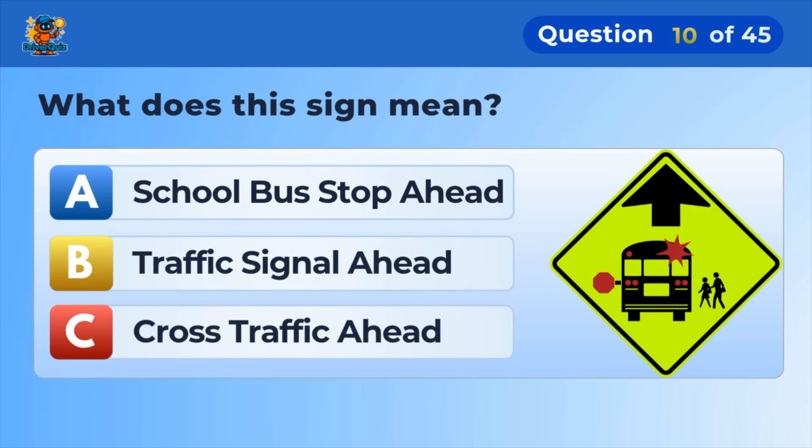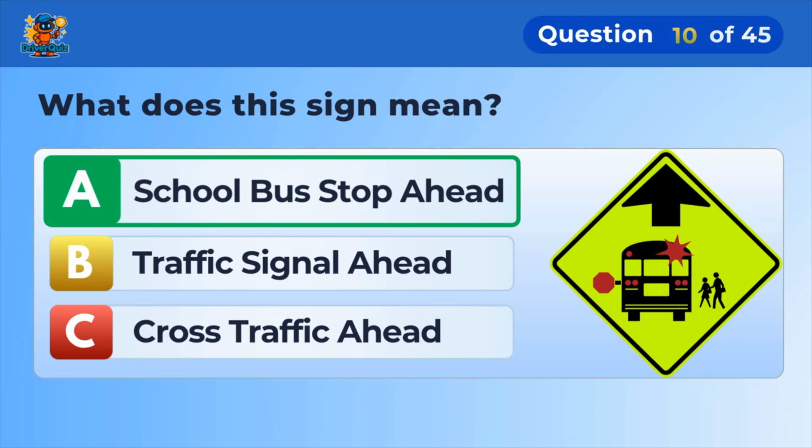Question 10. What does this sign mean? A. School bus stop ahead. B. Traffic signal ahead. C. Cross traffic ahead. Here's the right answer. School bus stop ahead.